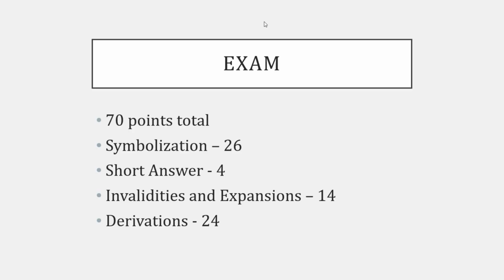70 points in total, 26 for symbolizations. There are 2 short answer questions worth two apiece. There'll be some invalidities and expansions, and there are going to be 4 derivations worth 26 points each. Okay, so we're just going to go through these different sections one by one, talk a little bit about what they'll look like. I'll show you what the instructions are going to look like and talk about what answers should look like. Unless there are any questions before we dive in?